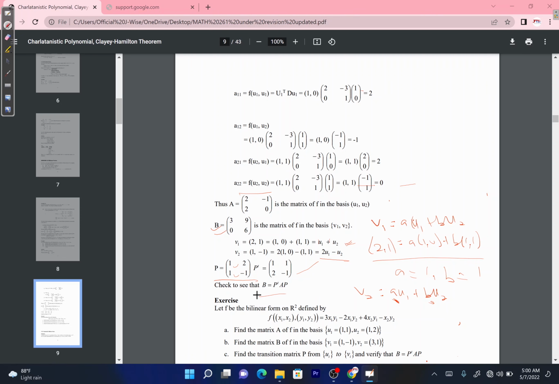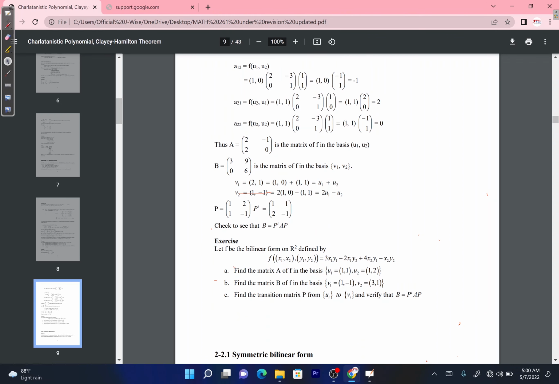If this is true, there is an exercise here. You can pause the video and try your hands on it. Okay, there is an exercise here. So we have our bilinear form given by this: 3x1y1 minus 2x1y2 plus 4x2y1 minus x2y2. That's our bilinear form.